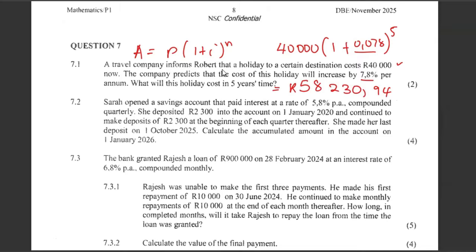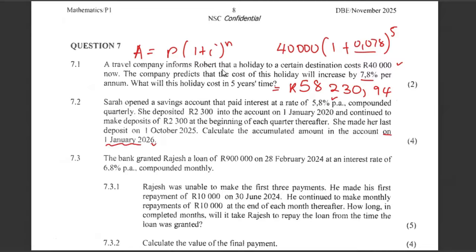Then 7.2, they're telling us that Sarah opened a savings account that paid interest rate at 5.8% per annum and compounded quarterly. She deposited the 2.3 into the account on the 1st of January 2020 and continued to make such deposits of 2.3 at the beginning of each quarter thereafter. She made the last deposit on the 1st of October 2025. Calculate the accumulated amount in the account on the 1st of January 2026.